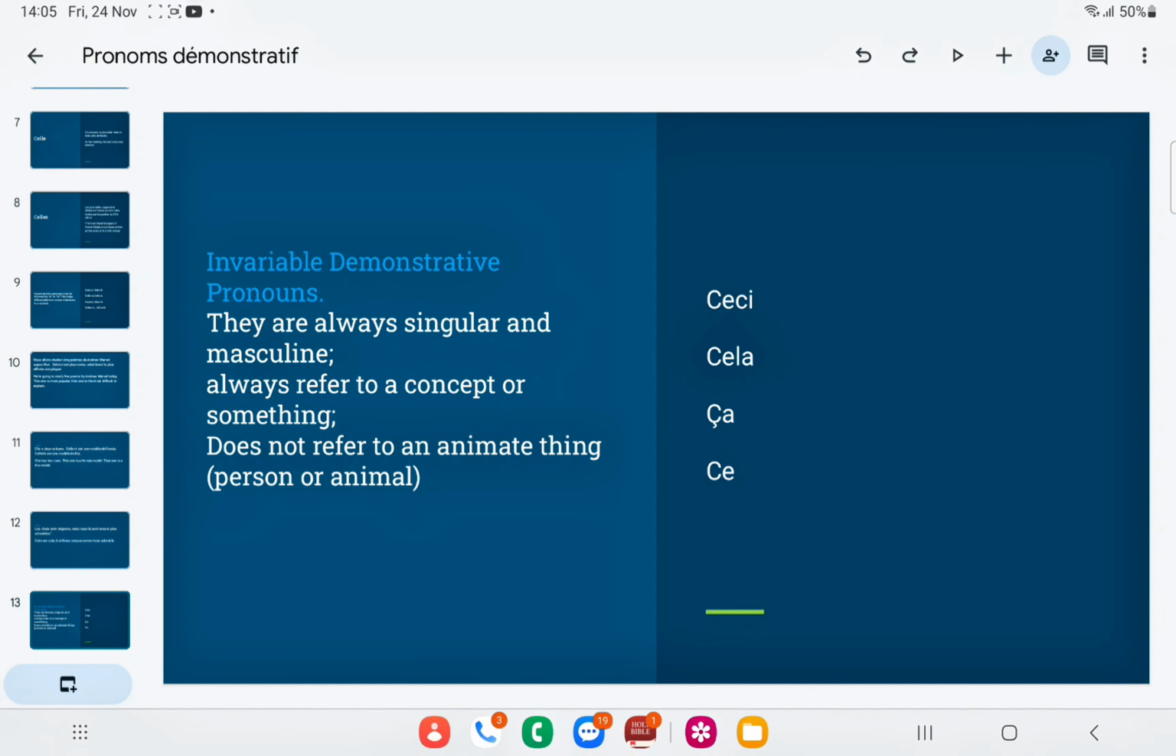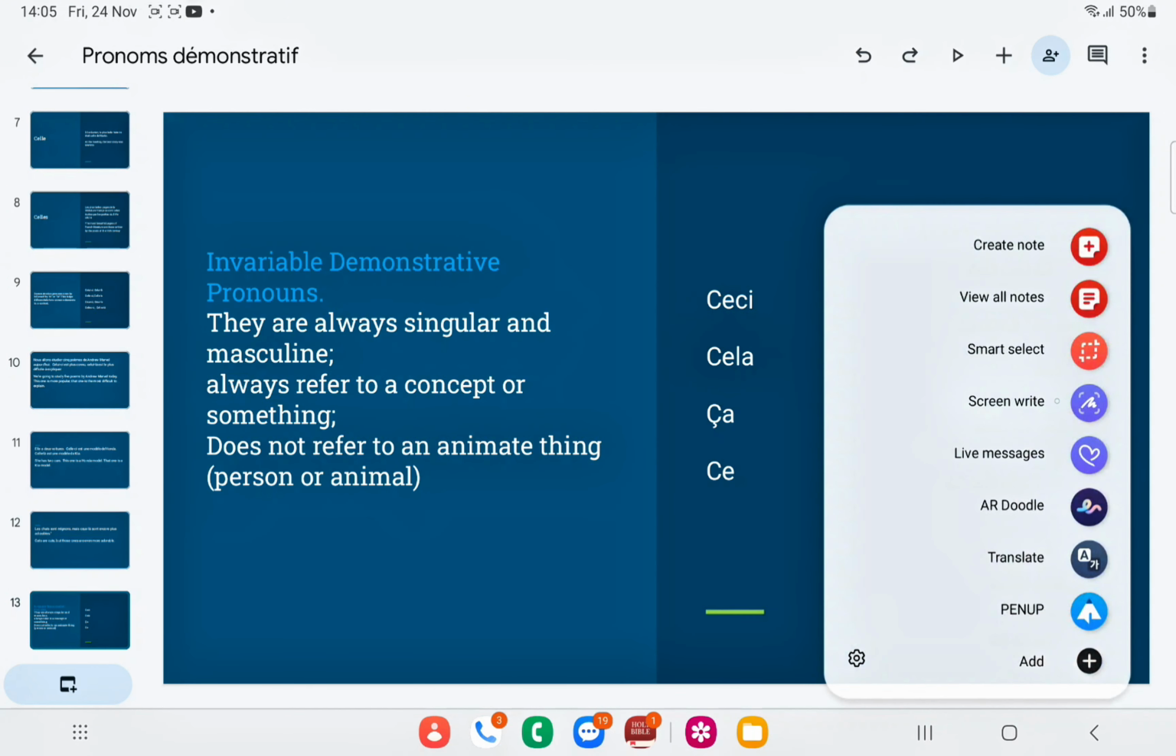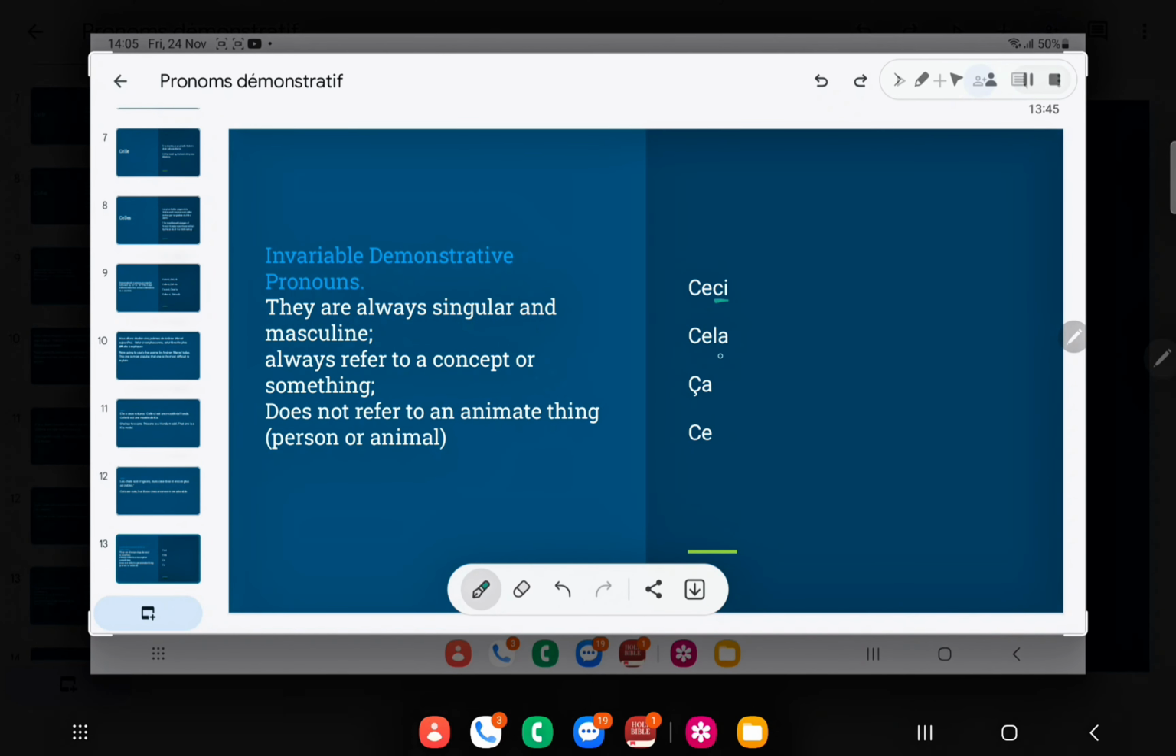They are invariable because they don't change. Even if the noun that they are trying to explain or make reference to are in plural form, they don't change. If they are feminine, they don't change. And here are the invariable demonstrative pronouns. We have ceci, cela, ça, and so.